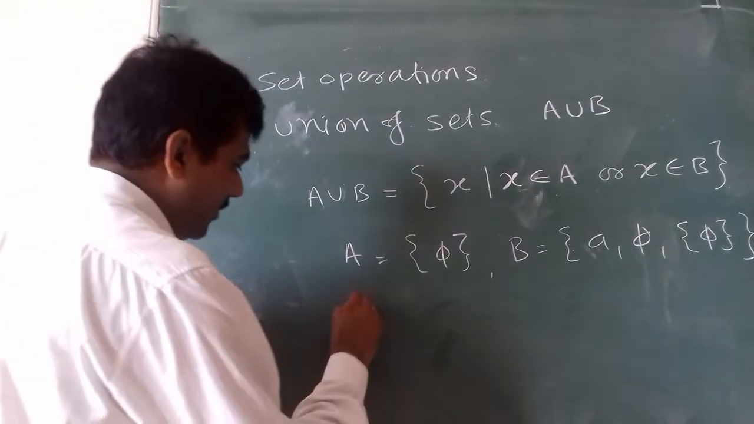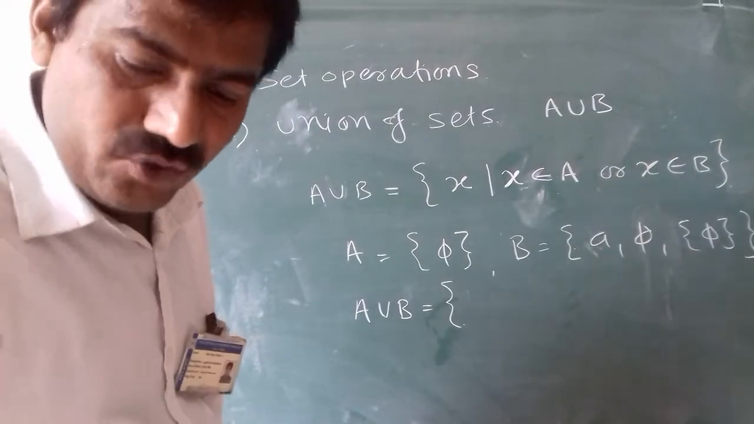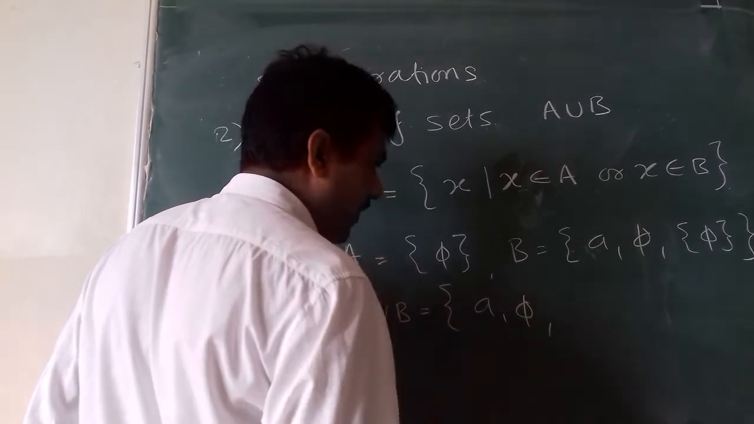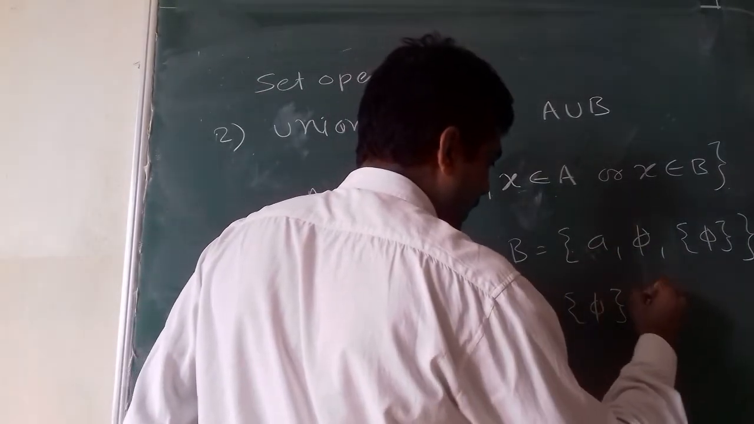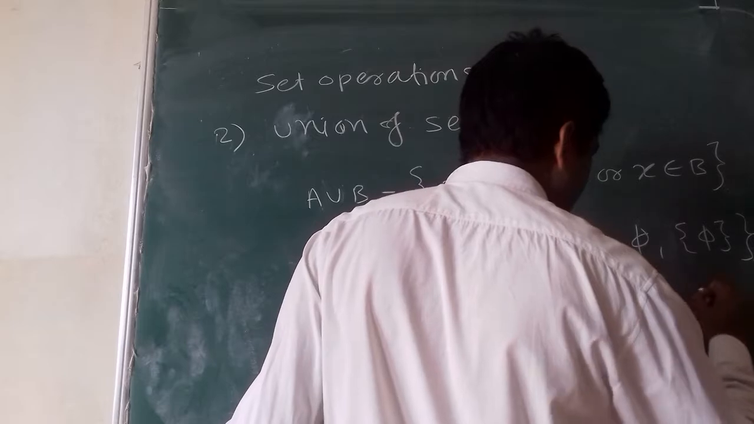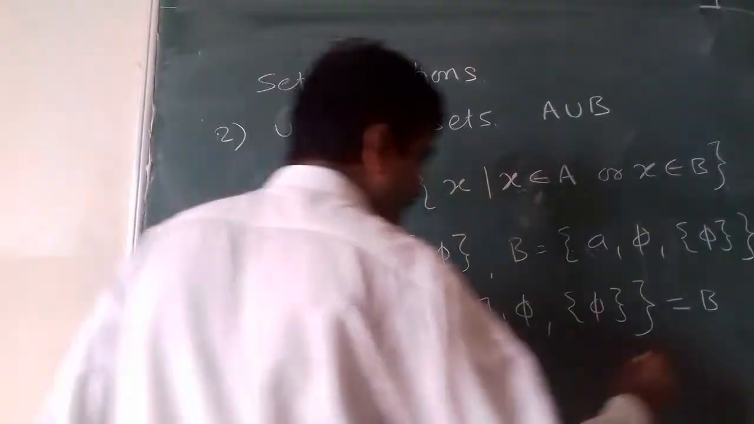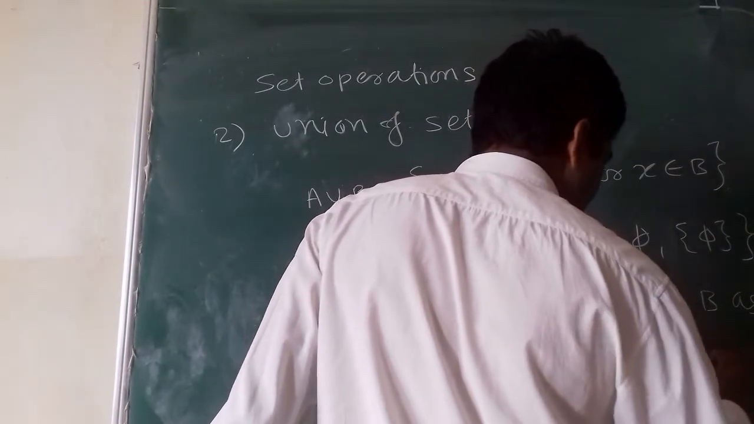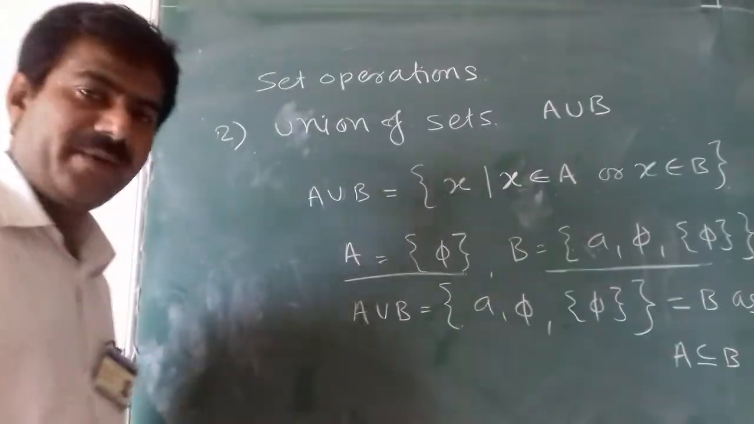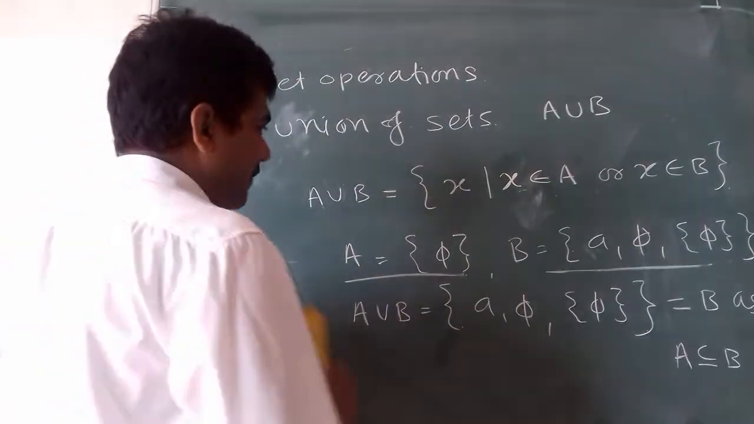Now A union B is equal to what? This is the union of these two sets. So it contains A, this 5 and this 5 are common, right? So 5 and the last element {5}. Okay, so this is A union B for these two sets. If you observe, this is nothing but the same as capital B. Why? Because A is a subset of this set B. The element 5 in A is also contained in B.